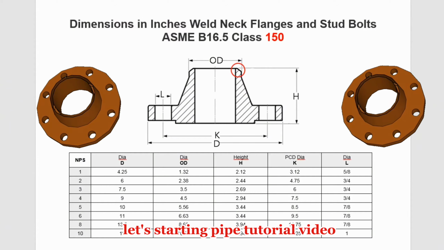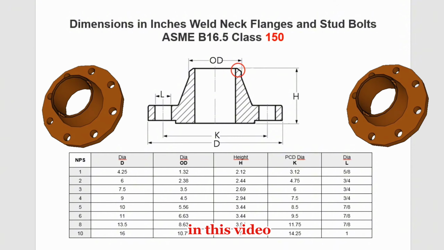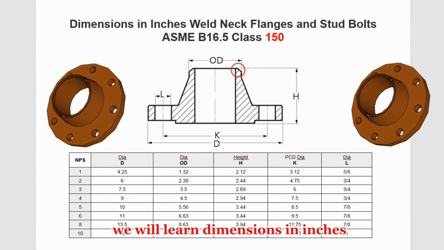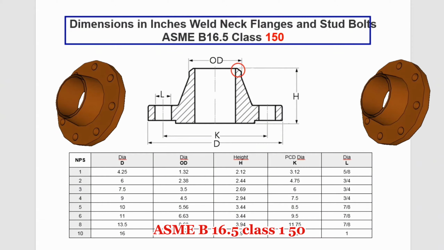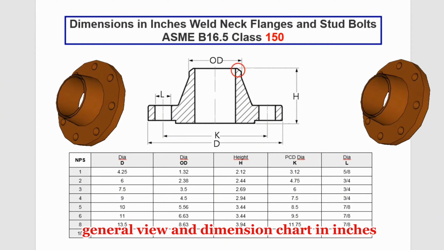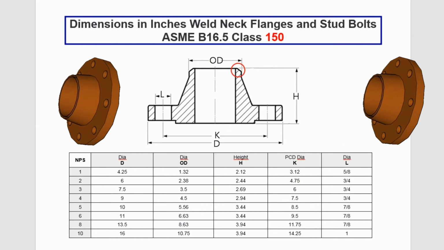Let's start the pipe tutorial video. In this video, we will learn dimensions in inches of weld neck flanges, ASME B16.5 Class 150. As you can see, this is the general view of the weld neck flange and the dimension chart in inches.